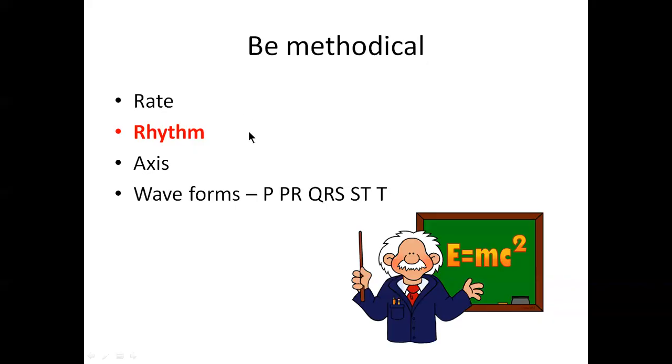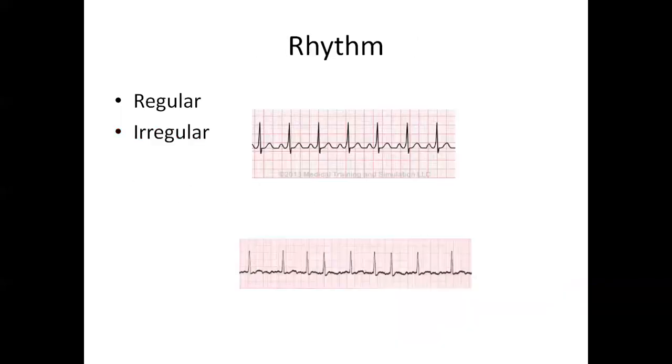The next, after we determine the rate, we go on to check the rhythm. At this time, I just want you to look at just two things. Is the rhythm regular or is it irregular? So how do we decide that? We start looking at the QRS complexes and see whether the spacing between each one is the same.